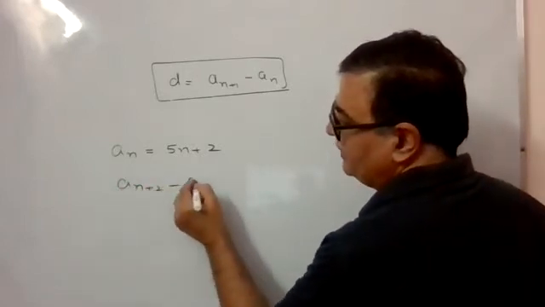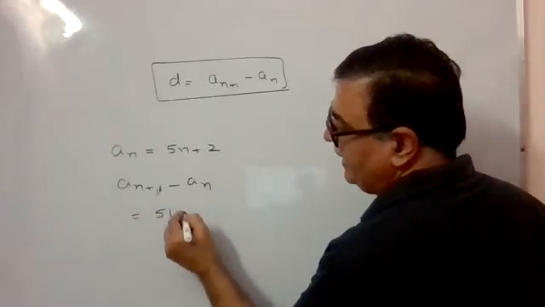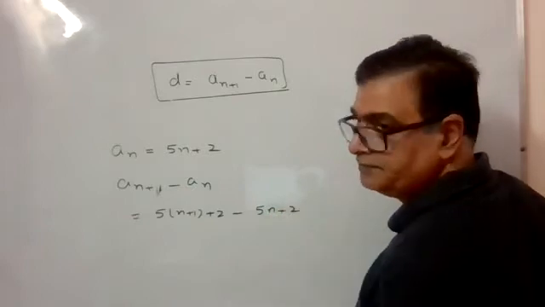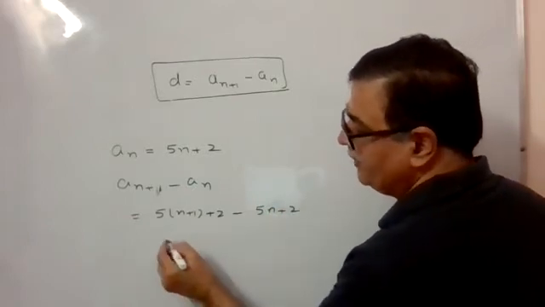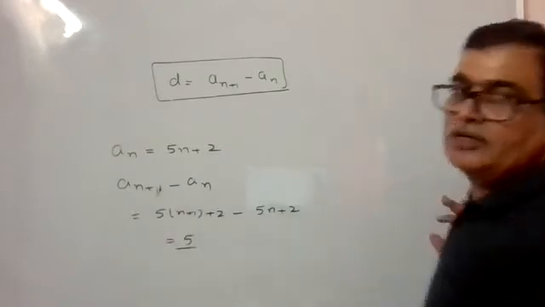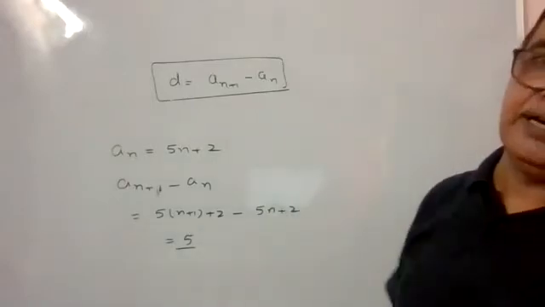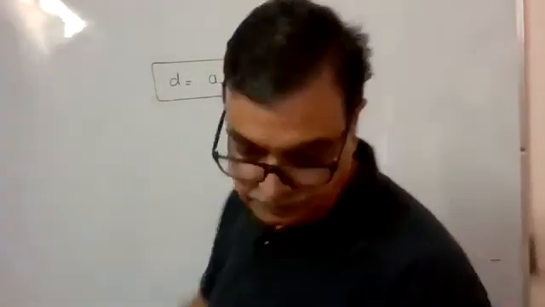an plus 1 minus an, करो जरा, 5 times n plus 1 plus 2 minus 5n plus 2. 5n से 5n कटेगा, 2 से 2 कटेगा, we will get answer as 5. Yes sir. So linear कभी भी ले तो ये आपको AP मिलेगा. One more question, please.